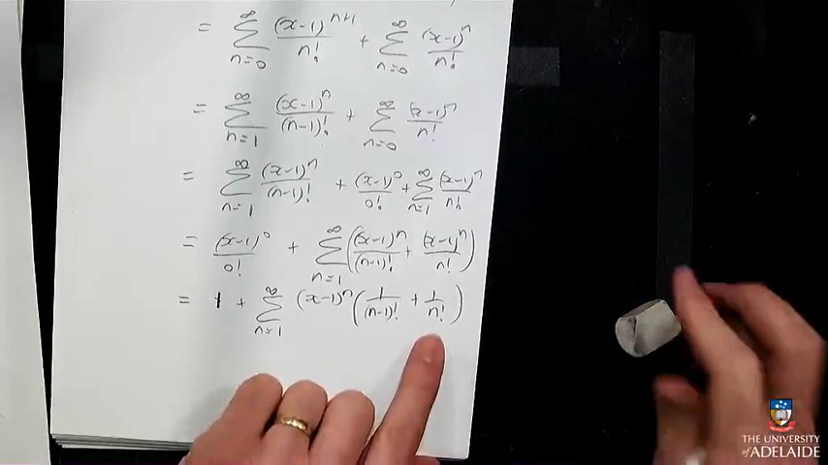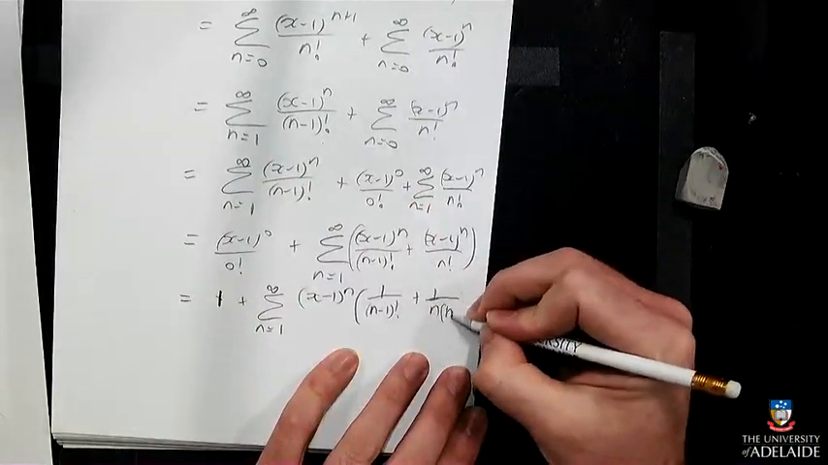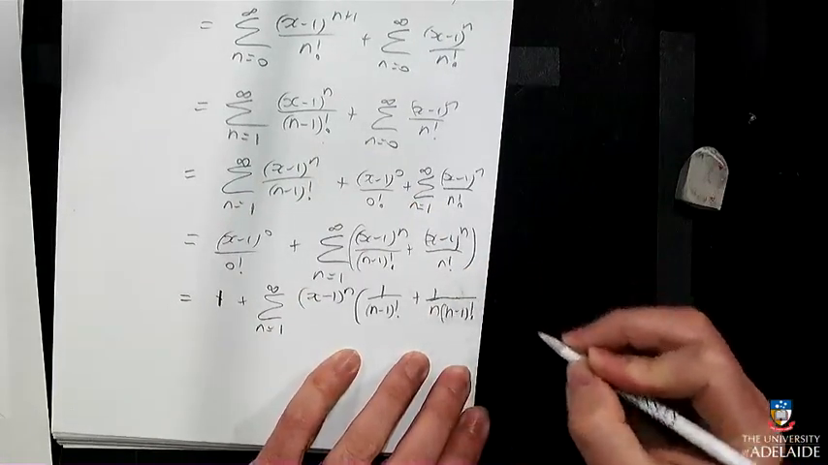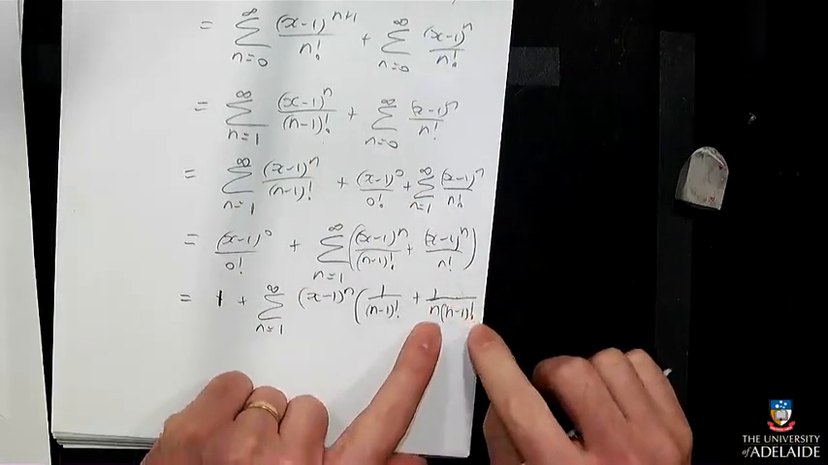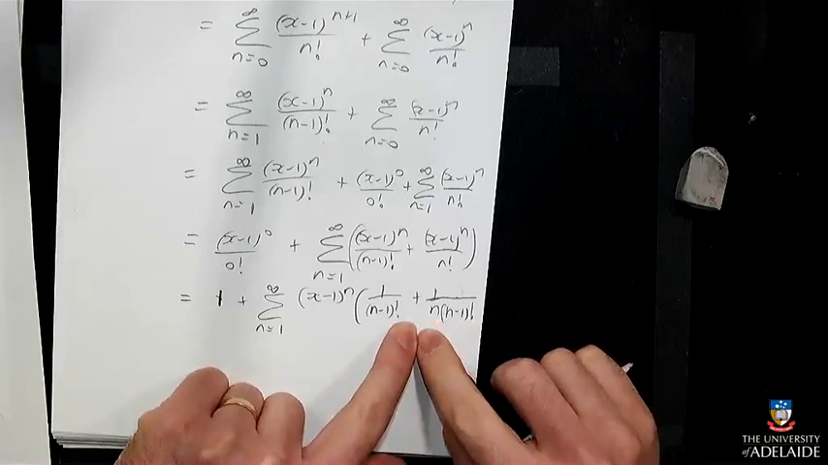Watch this. N factorial is the same as n lots of n minus 1 factorial. Because to get to n factorial, first you have to get to n minus 1, and then you times by an extra n.